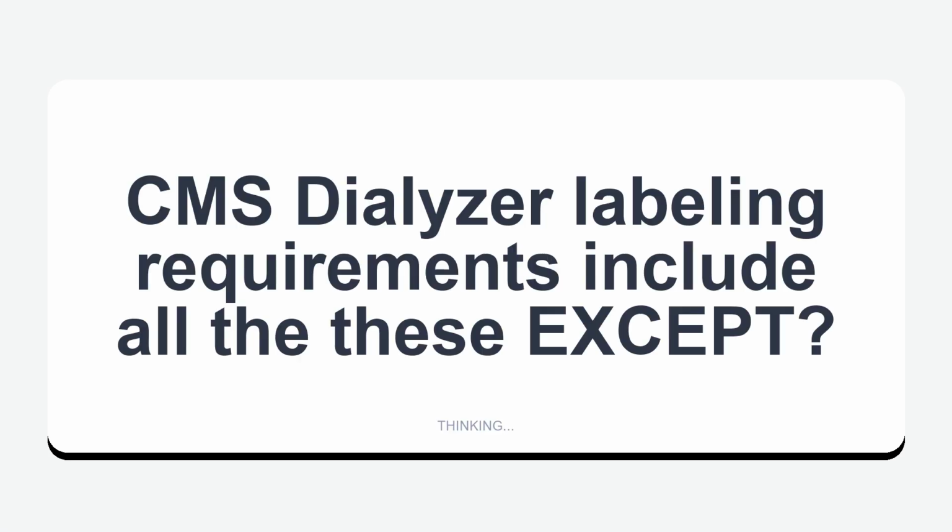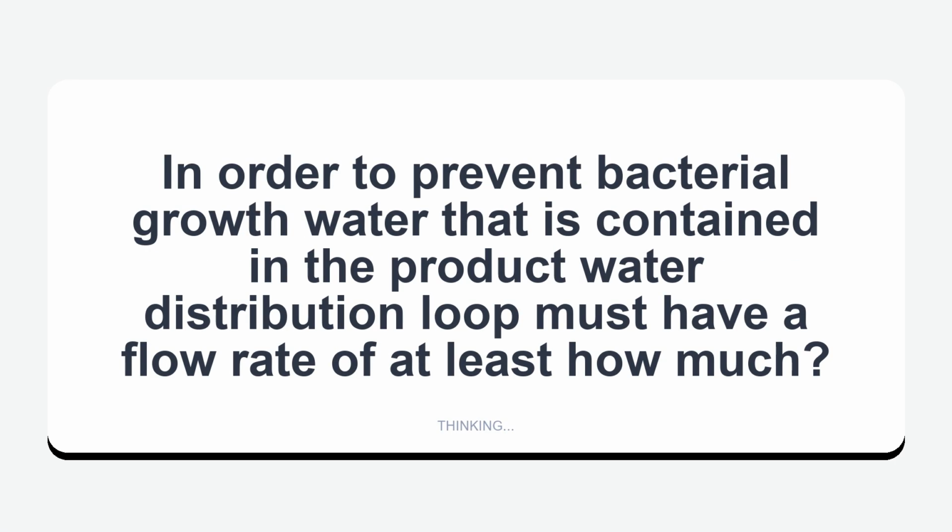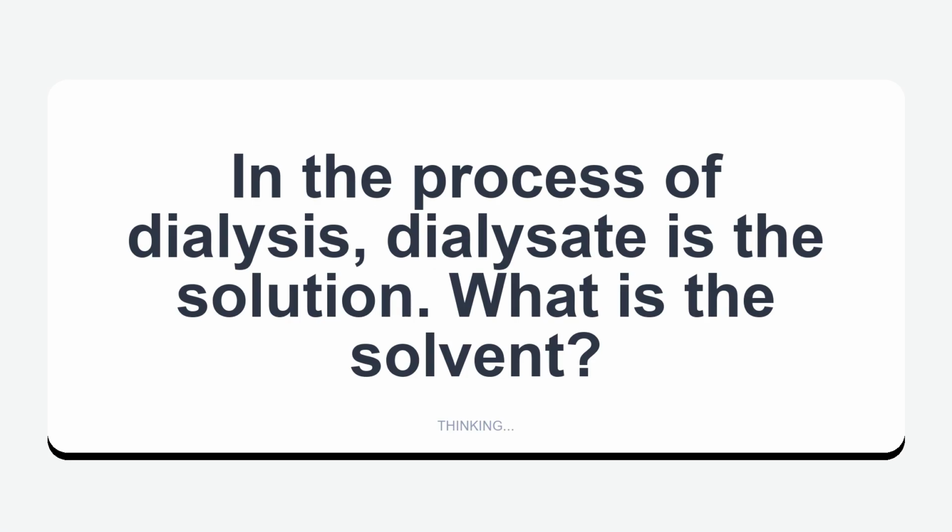CMS dialyzer labeling requirements include all of these except label must be no longer than 3 inches by 5 inches in size. In order to prevent bacterial growth, water that is contained in the product water distribution loop must have a flow rate of at least how much? 3 feet per second. In the process of dialysis, dialysate is the solution. What is the solvent? Treated water.